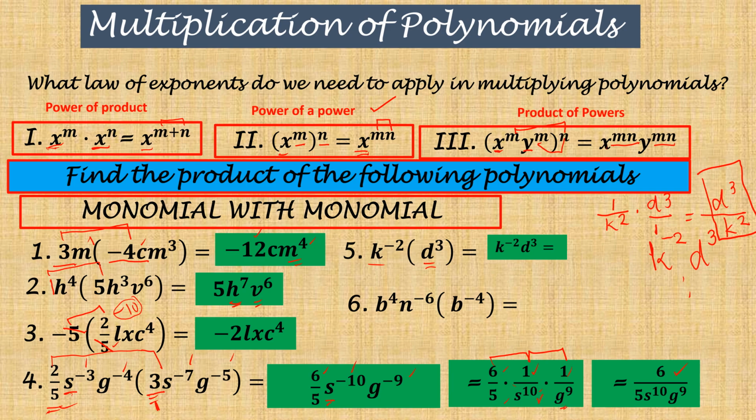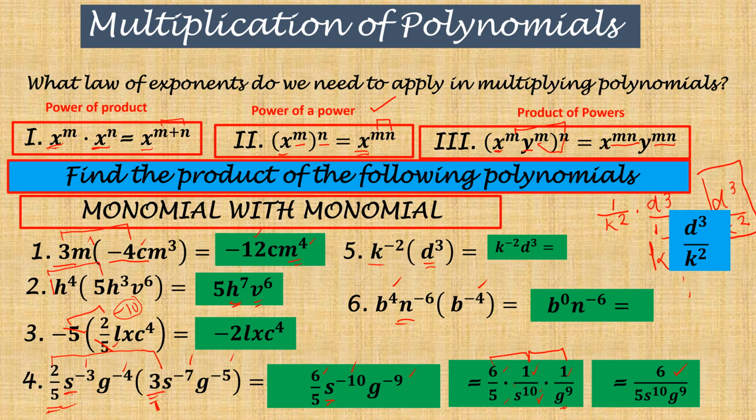Number 6, we have b to the 4 n to the negative 6 times b to the negative 4. Remember, we can only add the exponents not of the n but of the b, the exponents of the b and the negative 4 in here. So we will be having b to the negative... no, it's not b to negative 16, but it's b to the 0. This is b to the 0 because we just simply add their exponents and they are common base.